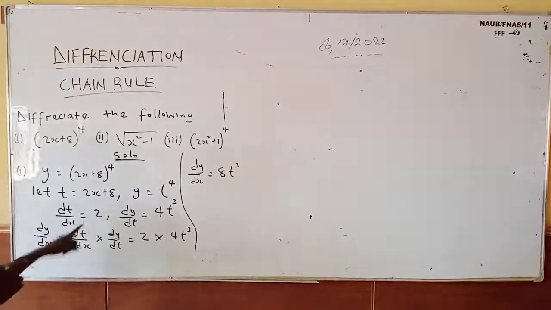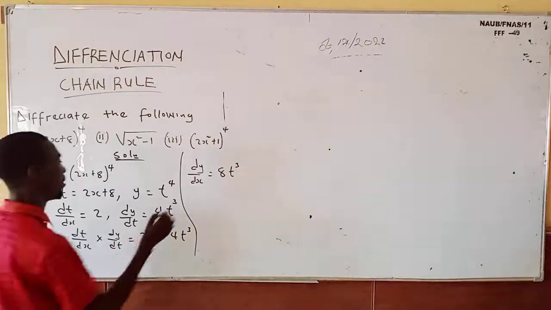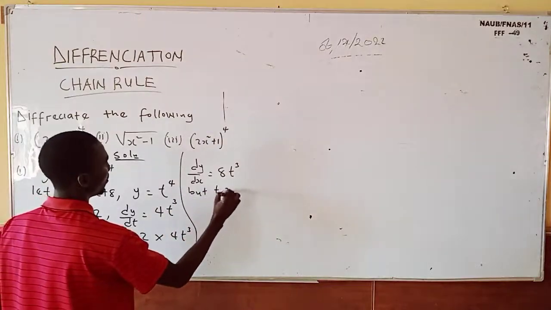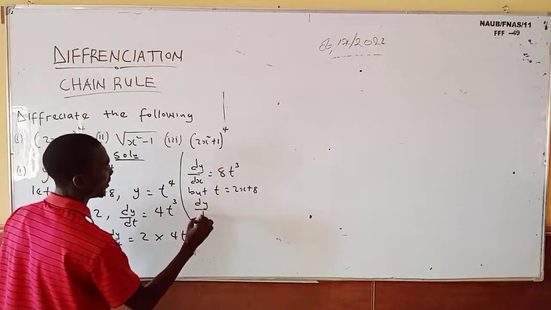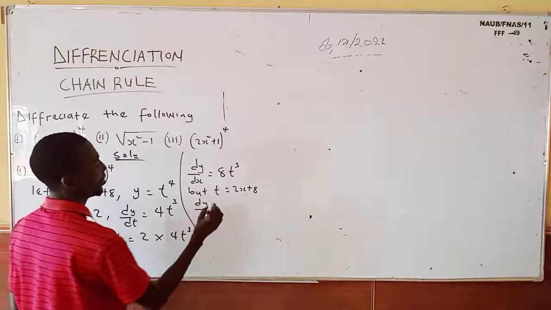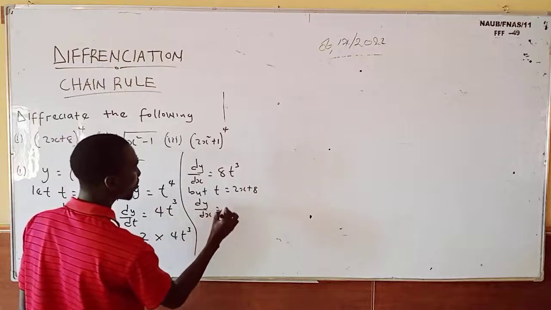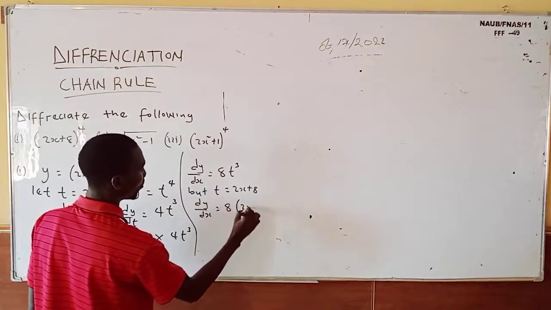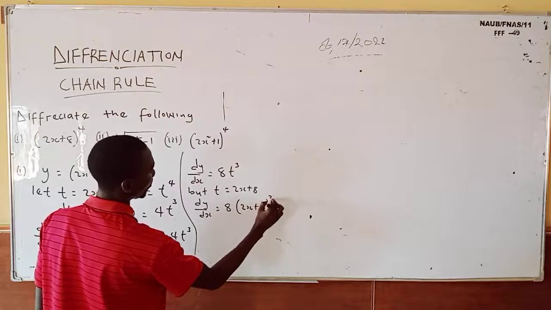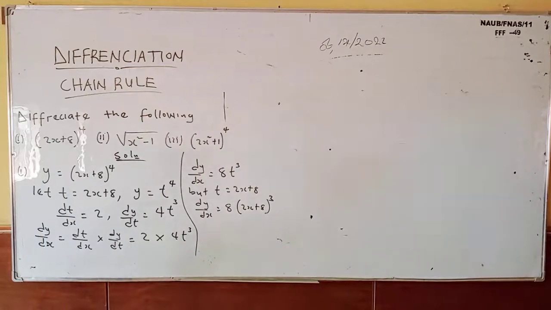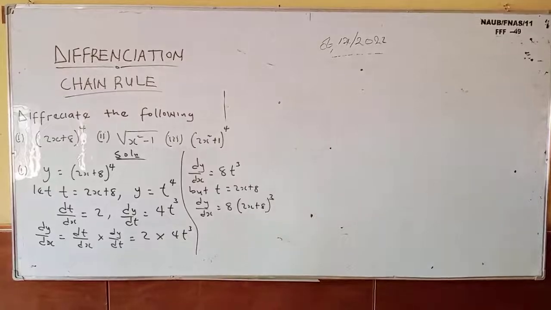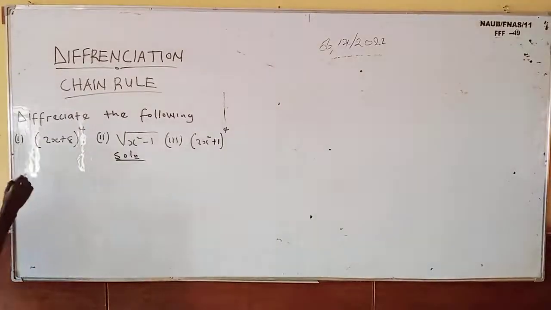But t is equal to what? 2s plus 8. But t is equal to 2s plus 8. So dy over ds is equal to 8 into (2s plus 8) all to the power of 3. So this is our solution for this. So we'll go to question number 2.